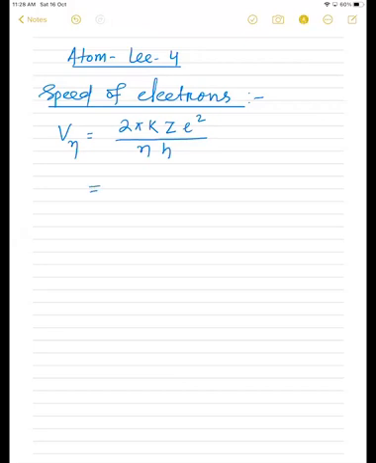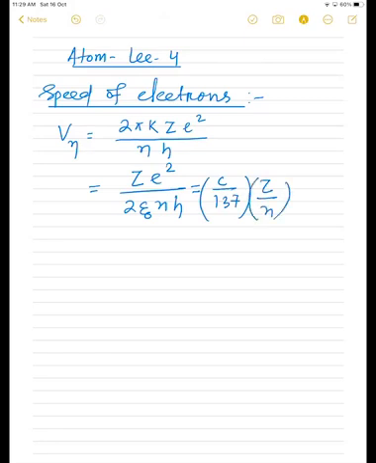Then by putting the value 1 by 4 pi epsilon naught in place of k, you get the formula Z e square by 2 pi epsilon naught n h. Pi will be cancelled. Then, by putting in the values, it can also be written as c by 137, which means we are comparing it with the velocity of light, times Z divided by n.